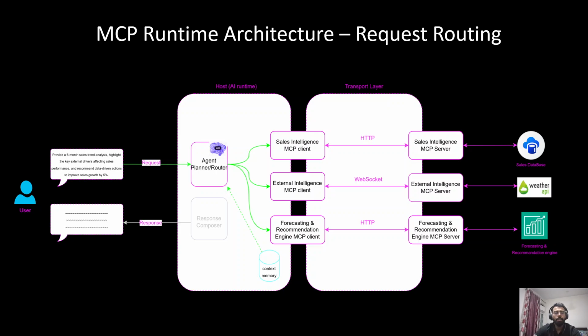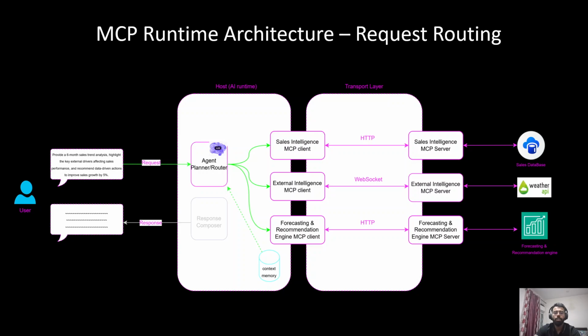So, MCP runtime architecture: request routing. Now let's understand how these components interact with one another to form the complete MCP framework. To make it easy to understand, let's break it down into two parts. Part 1, request routing. Part 2, response generation. Let's discuss the request routing.